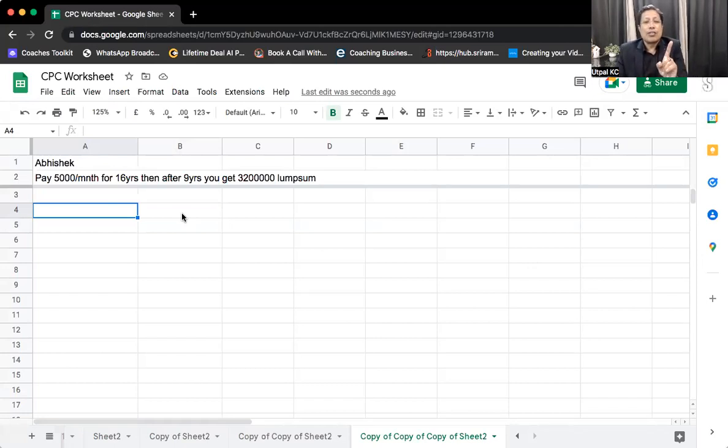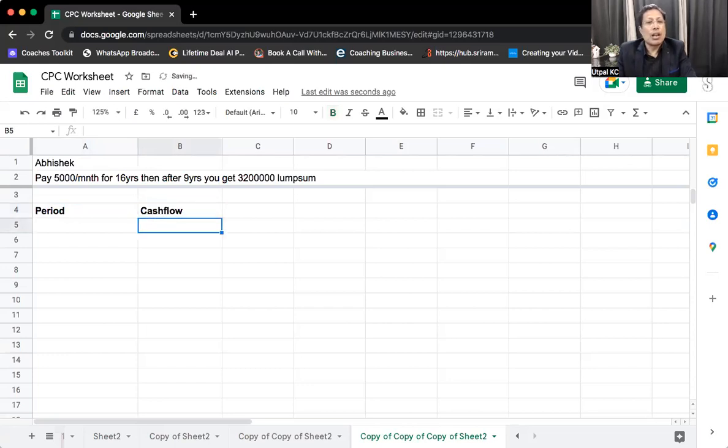So this is right. For 16 years, every month you will pay 5,000. Then at the end of 25 years, 16 plus 9, you will be getting 32 lakhs. Am I right? Okay, fine. So now here is the period, and here is the cash flow.